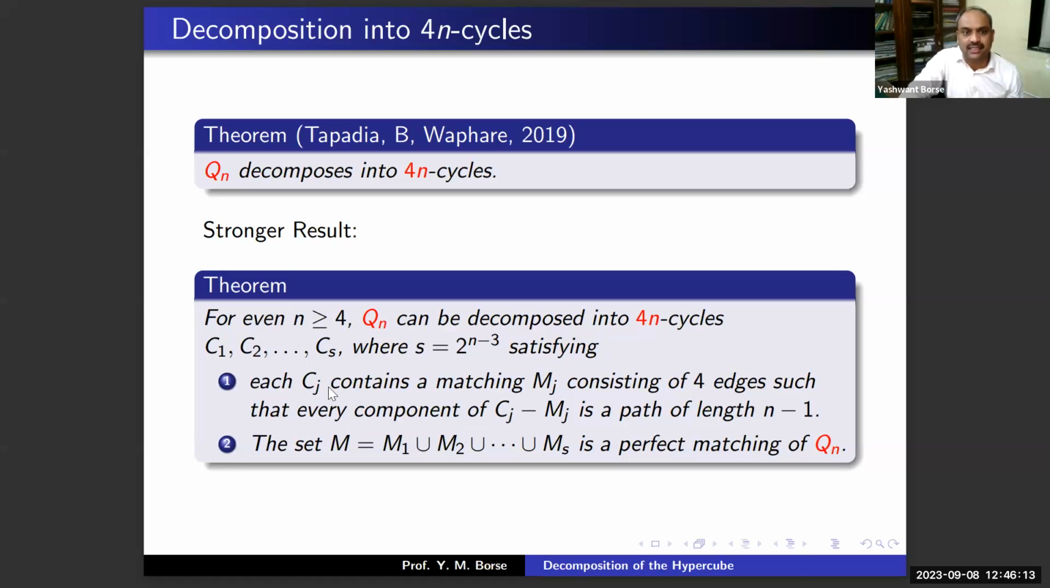the condition that each Cj contains a matching Mj consisting of 4 edges, such that every component of Cj minus Mj is a path of length n minus 1. And all these matchings together give a perfect matching of Qn. So we have cycles C1 to Cs. Each cycle contains some matching with 4 edges, and all these matchings together give you a perfect matching. Further, when you delete a matching from Cj, you get components, and those components are paths of equal length. The length is n minus 1.